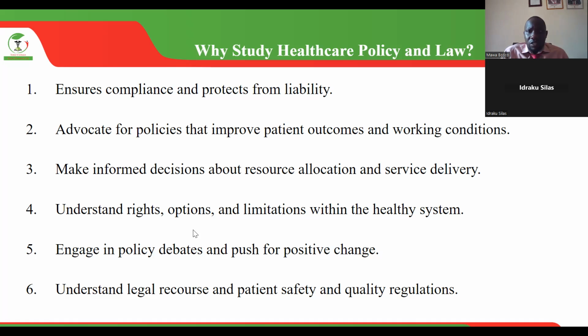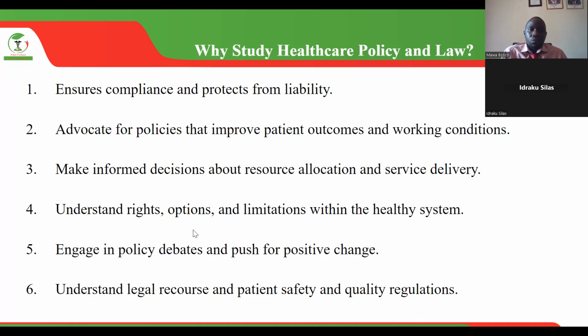So why do we actually interest ourselves in understanding the healthcare policy and law? Of course, we have laws that govern the provision of medical or healthcare. Okay, so if you don't understand the laws, then you are most likely going to be taken to court and you face liability. So we need to understand the laws such that we can comply with the laws. But also there are situations where we don't have sufficient policies that address our problems. Okay, so we can advocate for policies to improve the health of our patients.